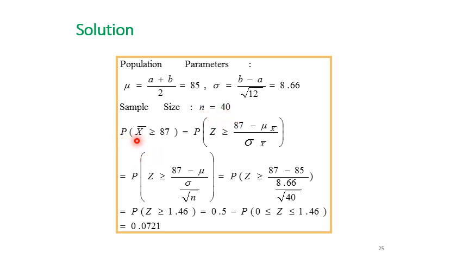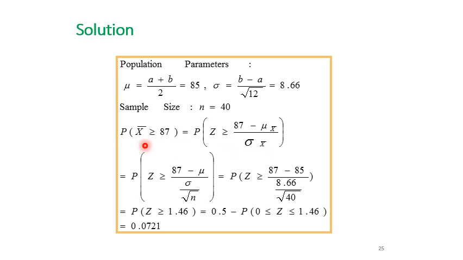Now, to solve the probability of any normal random variable, we said before that our first step is to subtract the mean of this normal variable and divide by its standard deviation. We know that the mean of x bar is the same as the mean of x, the original variable or the population. So the mean of x bar, the mean that I will subtract, is 85. However, the standard deviation of x bar is not the standard deviation of x. I have to divide by square root 40, or the square root of the sample size.